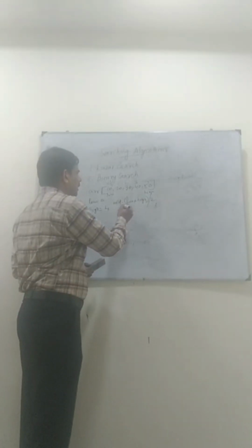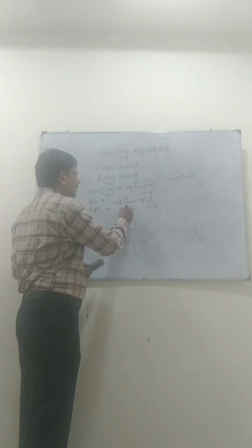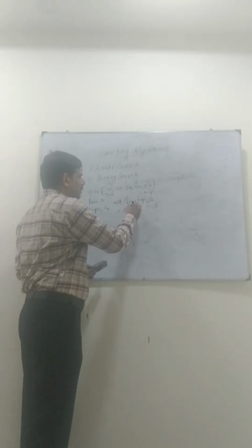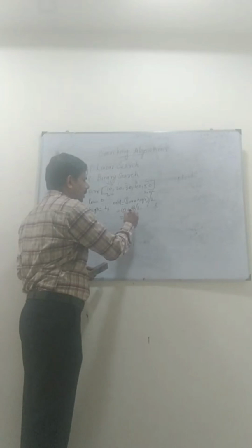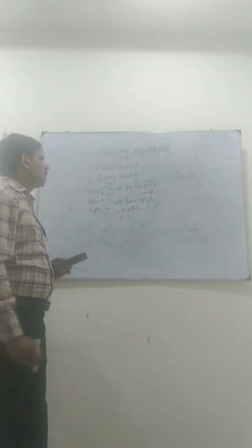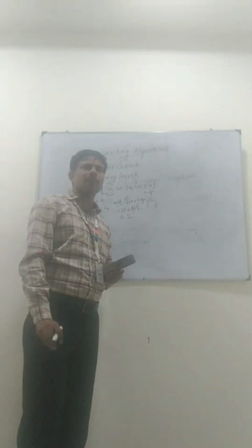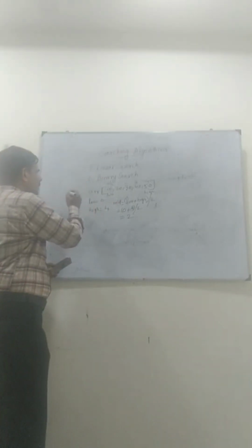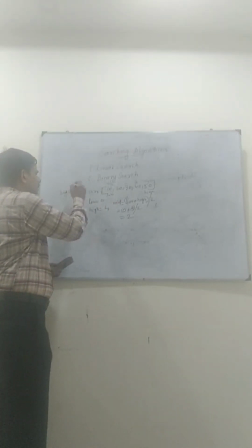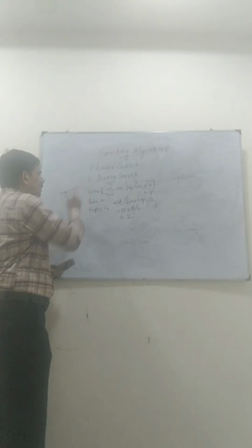In this example, the low value is 0 and the high value is 4. 0 plus 4 divided by 2 becomes 2. Now the mid value becomes 2. Okay. Suppose our search key, for example, the search element is 30.